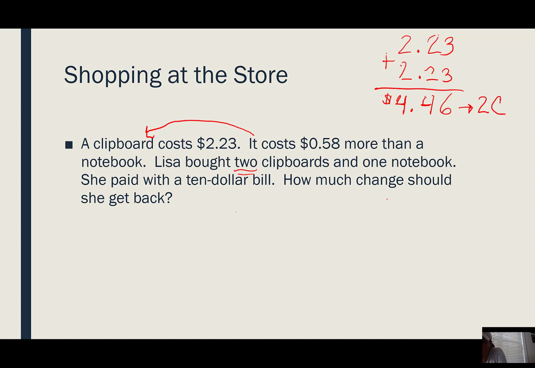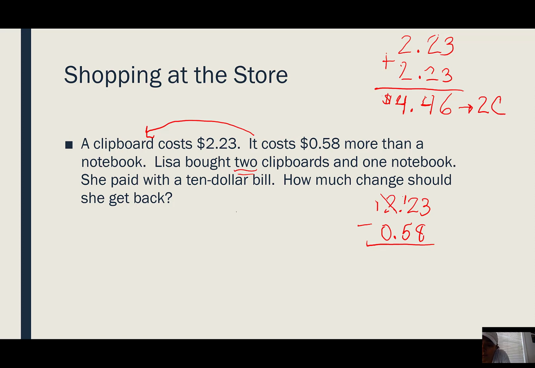So I'm going to take $2.23, the price of the clipboard, and subtract 58 cents from it to find out the price of the notebook. Okay, so I can't take 8 hundredths away from 3 hundredths or 5 tenths away from 2 tenths. So I'm going to decompose from the 2. I'm going to make this a 1. I'm going to make this a 12, 12 tenths. That still doesn't work because I don't have any extra hundreds.